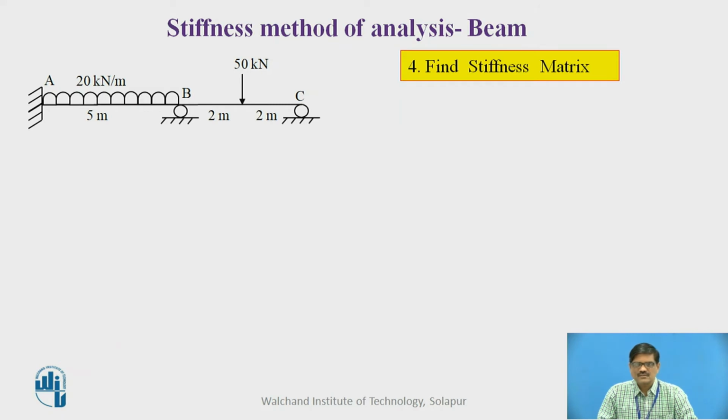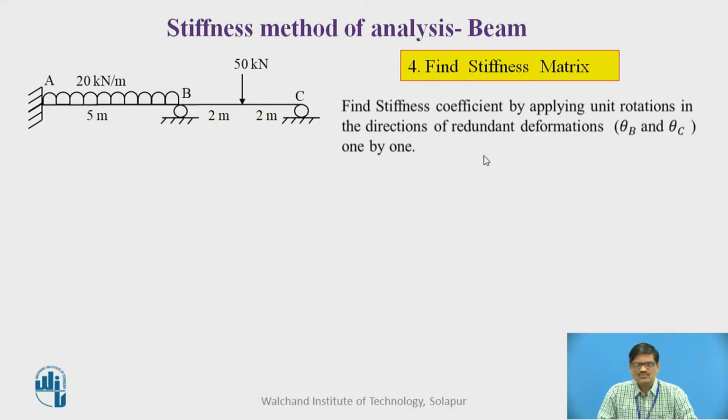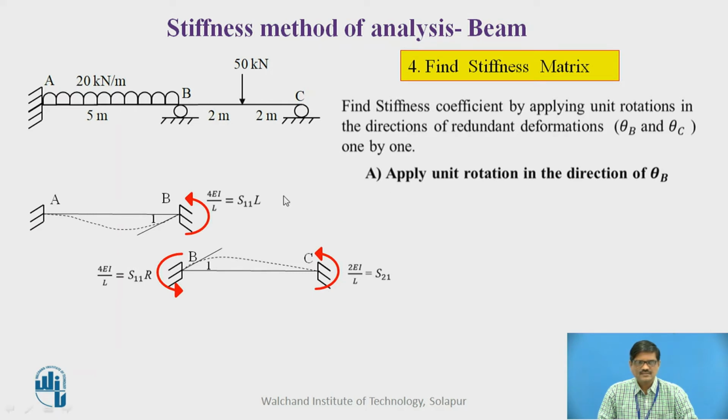Let us proceed further. We have to find the stiffness matrix now, and for finding the stiffness matrix we have to find the stiffness coefficients by applying the unit rotation in the direction of redundants one by one. We have two redundants, theta B and theta C. So we shall apply the unit rotation in the direction of these redundants one by one. Let us go for the first action, apply unit rotation in the direction of theta B. This will be the figure. At B you can see a unit rotation is given by applying a moment 4EI by L, as the stiffness is 4EI by L.